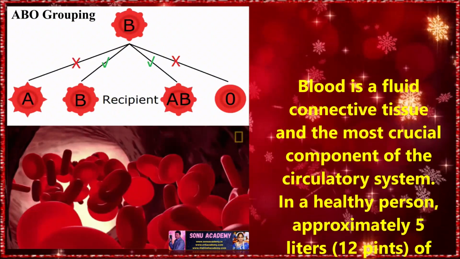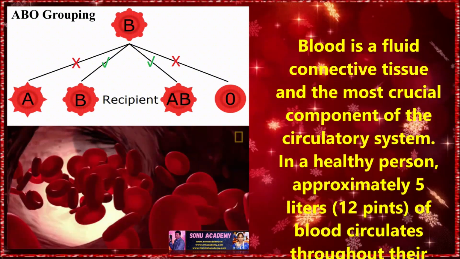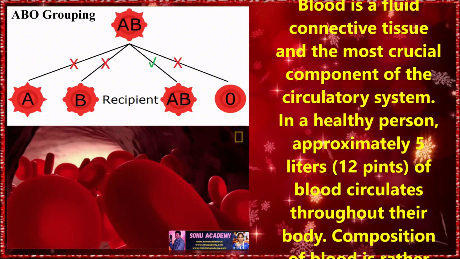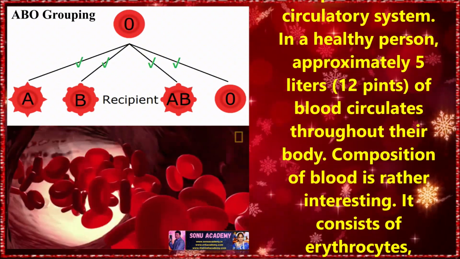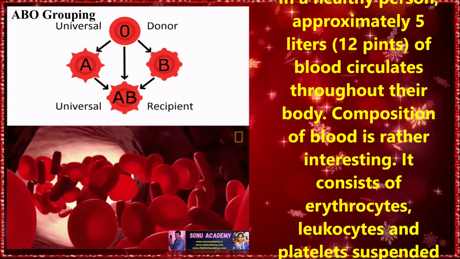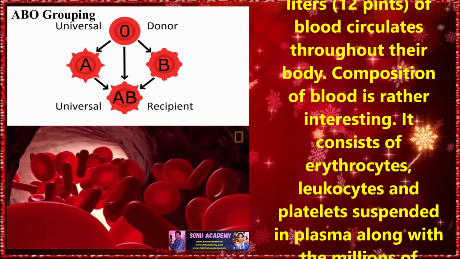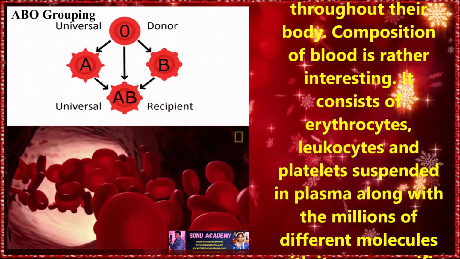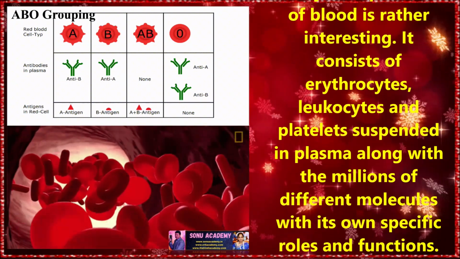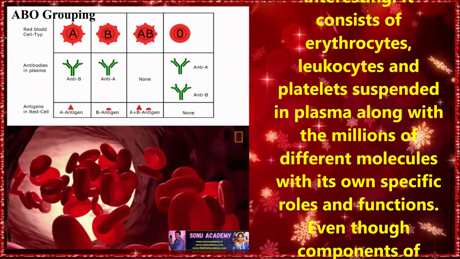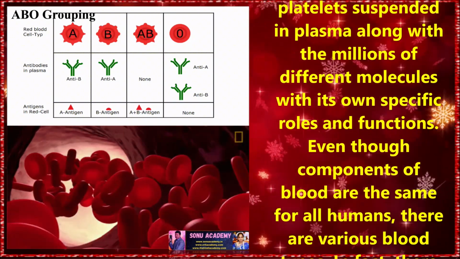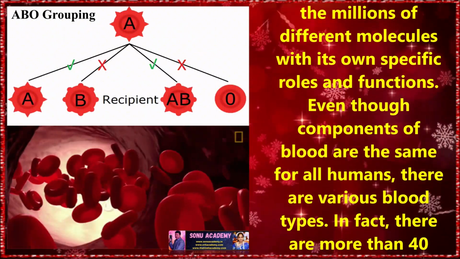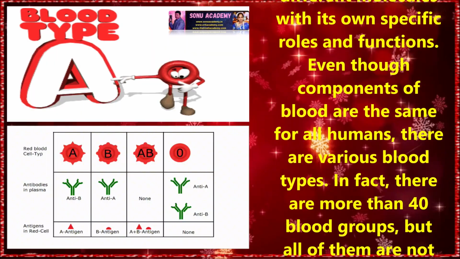Children, already we discussed that blood is a fluid connective tissue and the most crucial component of the circulatory system. In a healthy person, approximately 5 liters of blood circulate throughout their body. The composition of blood is rather interesting. It consists of erythrocytes, leukocytes, and platelets suspended in plasma, along with millions of different molecules, each with its own specific roles and functions, as we discussed earlier.